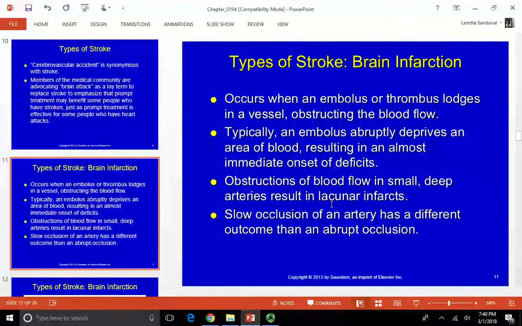So obstruction of blood flow in small, deep arteries results in what's called lacunar infarcts. Slow occlusion of an artery has a different outcome than abrupt occlusion. So slow occlusion of an artery can sometimes be like a TIA, where the clot is building up. And other times it can be like a quick onset stroke.